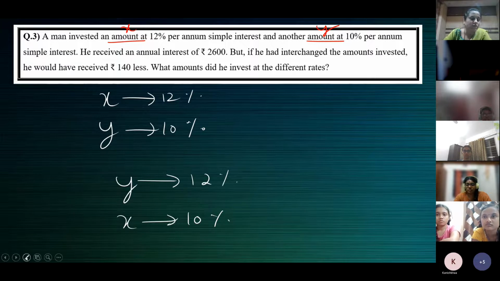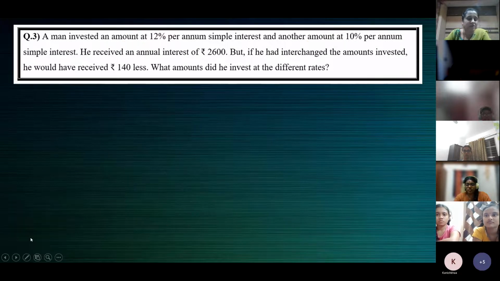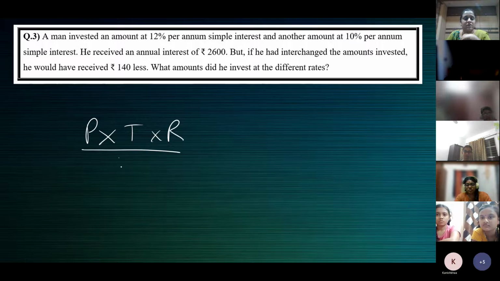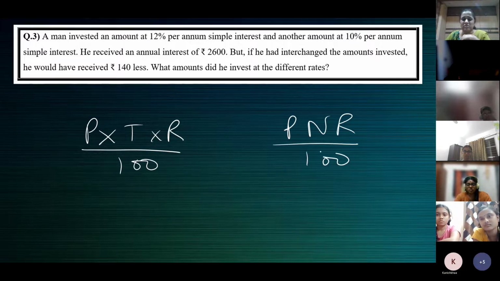So the formula to find the annual interest is PTR by 100. Principal into time into rate by 100. Sometimes we call it PNR by 100, which is also principal into number of years into rate by 100. Time is also called number of years. So principal is like X or Y.